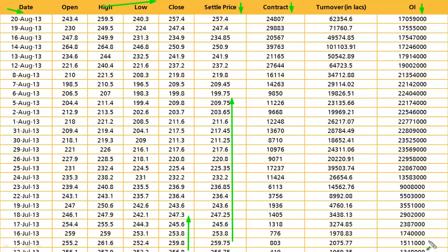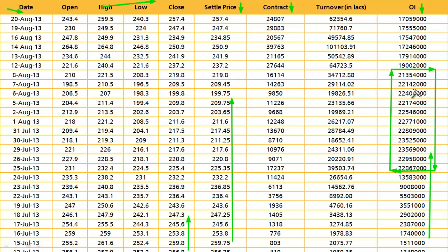And also see something interesting: open interest is also increasing. Now what does this suggest? Prices are falling and open interest is rising. It means the market is getting into a more and more bearish zone. Now one important thing we have to notice here: from this level to this level there was the same open interest, which means no fresh positions are being created in the market.